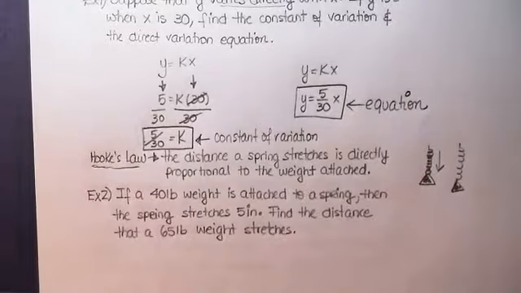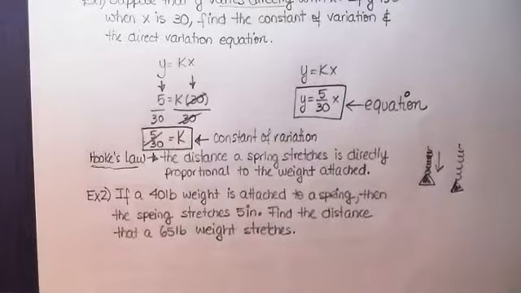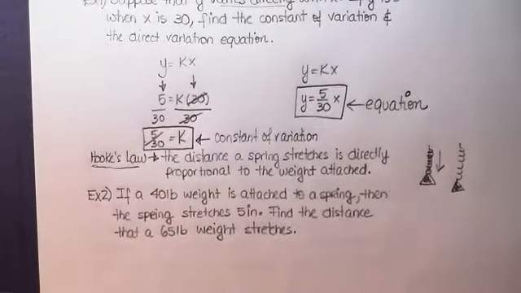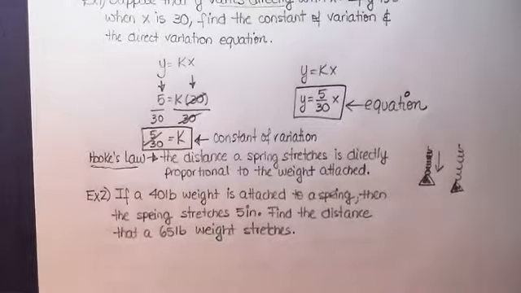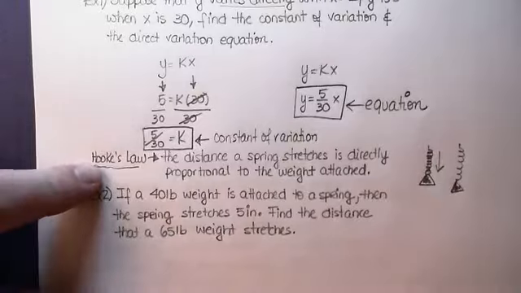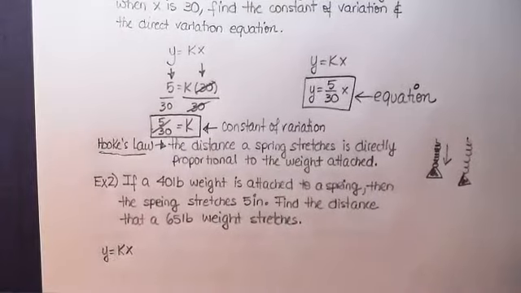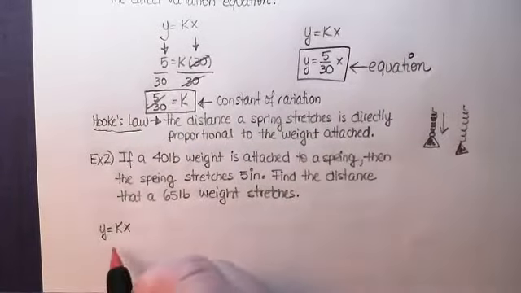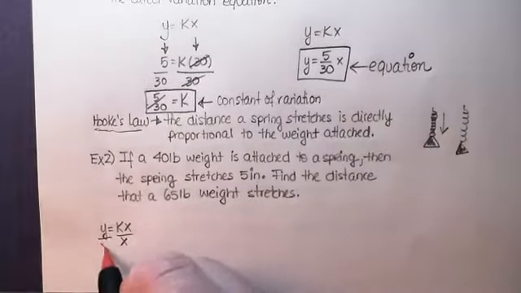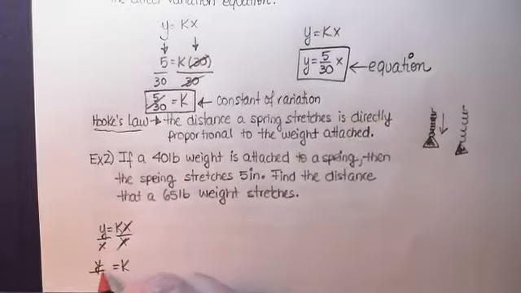Next example says, if a 40-pound weight is attached to a spring, then the spring stretches 5 inches. Find the distance that a 65-pound weight stretches. According to the law, we know that it's directly proportional. So in other words, before we do this, let's come over here. Directly proportional reminds us that it's going to have this format. Okay. Well, let's get the k alone by dividing both sides by x. So x goes away. So this would be y over x.